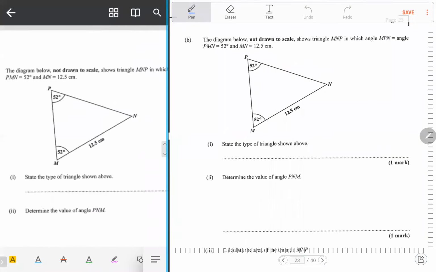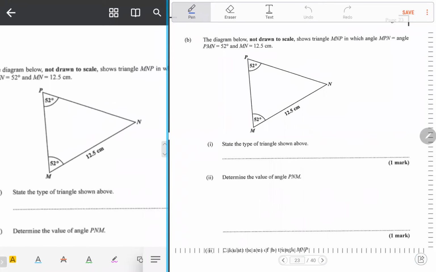So come to this diagram now. Let's see what they said. Question says the diagram below, not drawn to scale, shows triangle MNP in which the angle MPN is equal to angle PMN. So it's 52 degrees. So right away you know it's an isosceles triangle. So these two sides are equal. This side and this side are equal. As you know something, you put it on the diagram. Don't even hesitate. Since this side is 12.5, I'm putting it on the diagram.